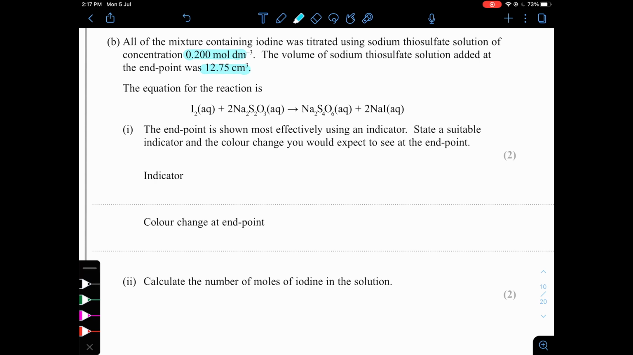Okay. So all of the mixture containing iodine was titrated using sodium thiosulfate at a concentration 0.2, endpoint 12.75. So this is the reaction. The endpoint is shown most effectively using an indicator. State a suitable indicator and the color change you would expect to see at the endpoint.